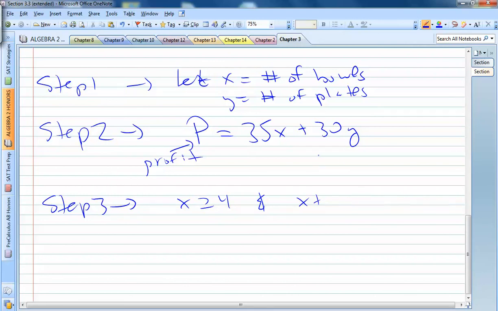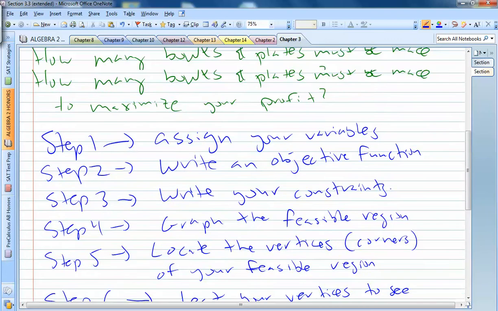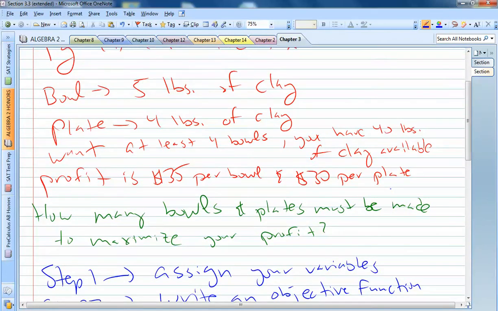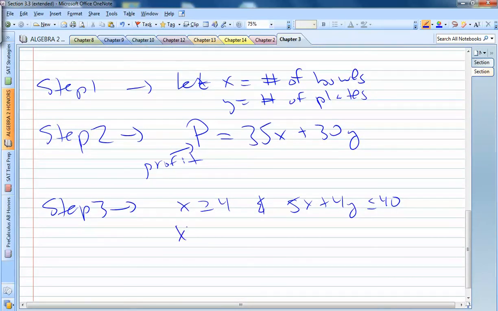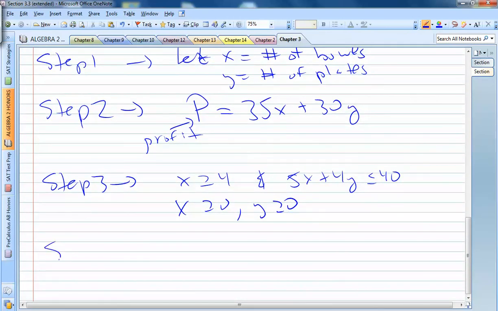Actually, I take that back. 5x plus 4y has to be under 40. The reason why is because you're using 5 pounds of clay for each bowl and 4 pounds of clay for each plate. And because you only have 40 pounds of clay available, 5x is all the pounds used for the bowls, 4y is all the clay used for the plates, so it has to be under 40. And also, we're not going to have a negative number of bowls or plates, so we can say x is greater than or equal to 0, and y is greater than or equal to 0.